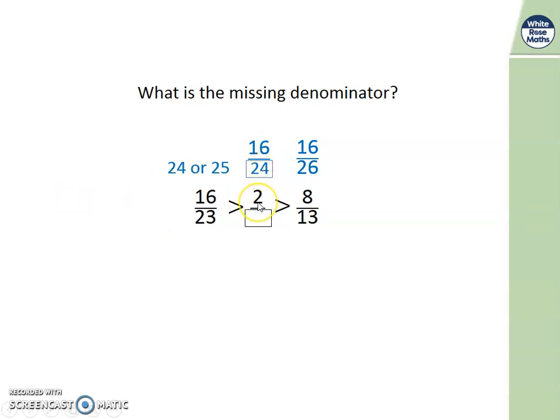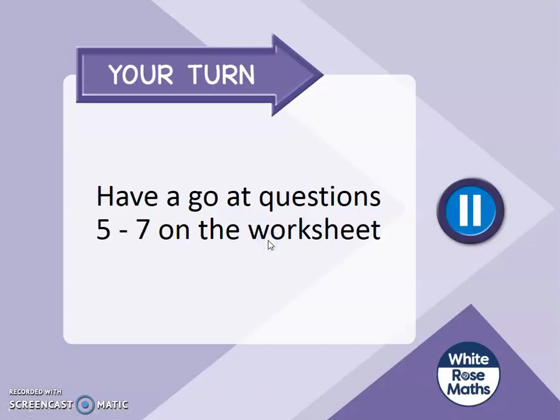16 divided by 8 is 2. 24 divided by 8 is 3. So therefore, the number that was missing in the original calculation is 2/3.